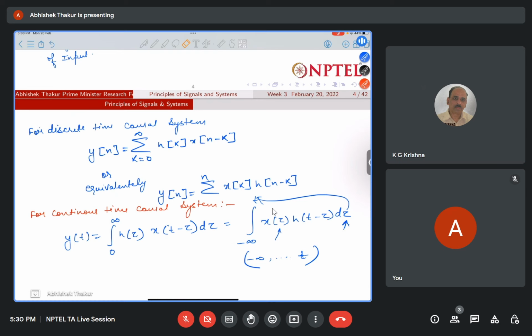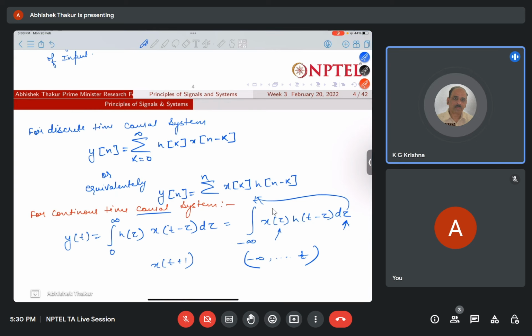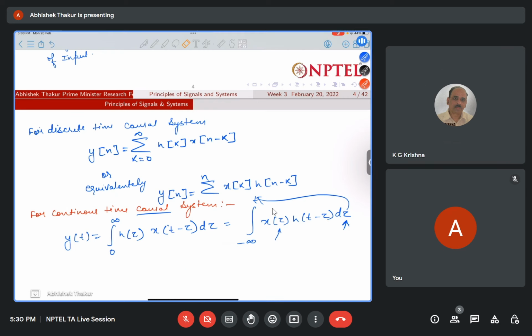If we go beyond t, let's suppose if an x of t plus one term comes, then it is not a causal system. So we are discussing here only the causal system. That's why you can say that it is zero. We are assuming that for a causal system only, so we are taking up to t only.